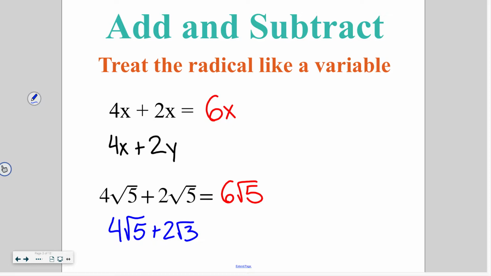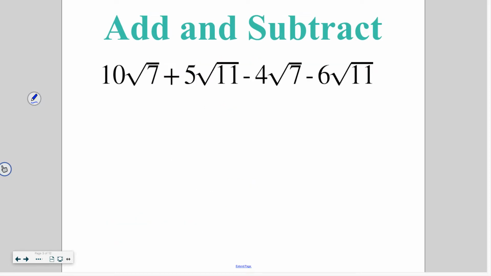So when you're looking to add and subtract radicals, you need to try and get them to have matching square roots. So looking here, we've got 10 square roots of 7 plus 5 square roots of 11 minus 4 square roots of 7 minus 6 square roots of 11. So the first thing you're going to want to do is get these matching radicals next to each other.